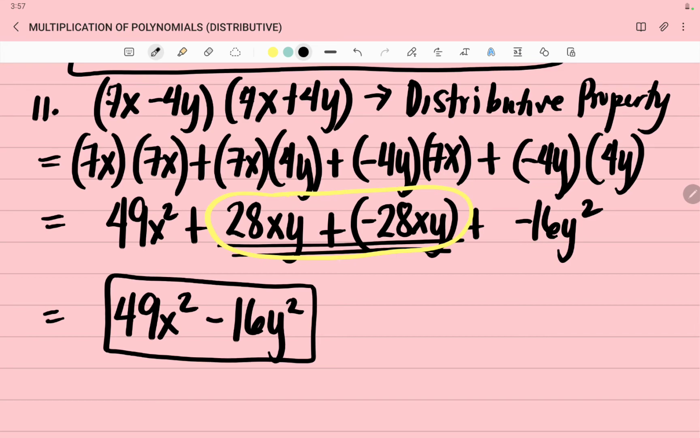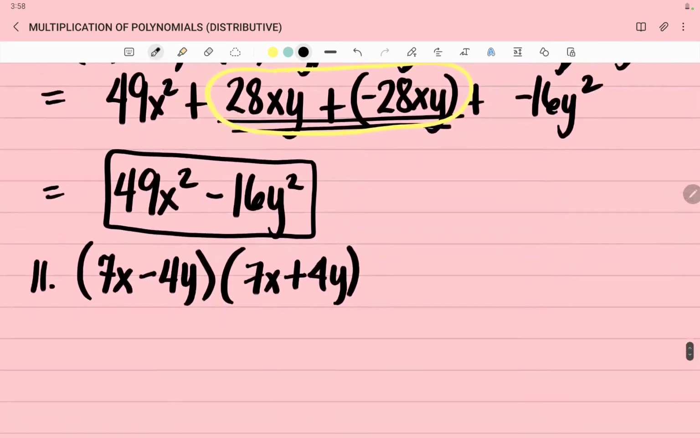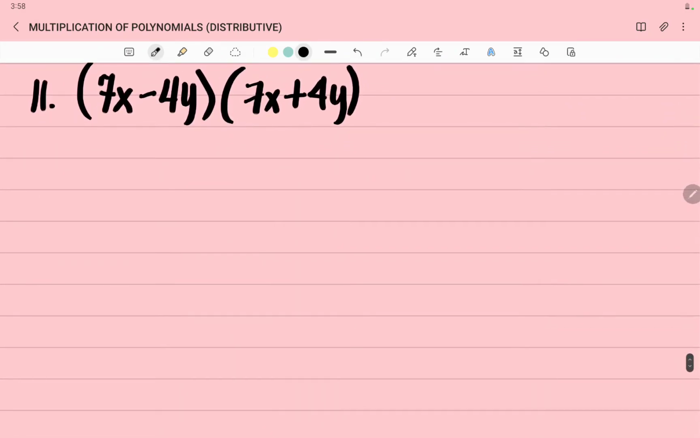Okay, so let's try solving again number 11 by using a pattern or a simple technique or a shortcut. If you notice in number 11, it is a product of the sum and the difference of two terms, or the difference and the sum of two binomials. Let's say we have 7x minus 4y times the quantity 7x plus 4y.